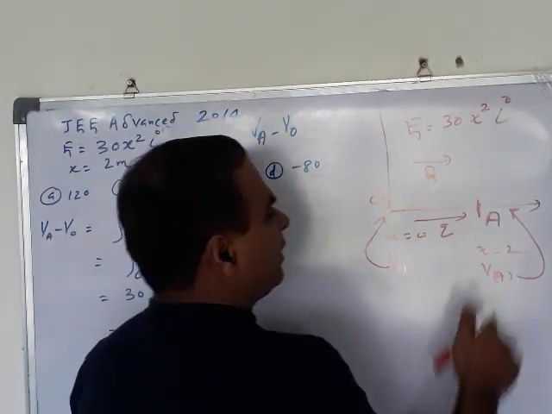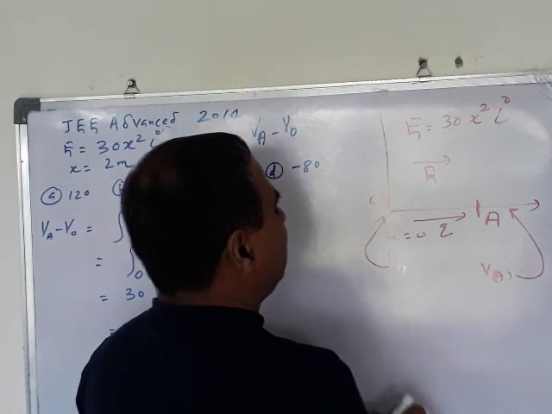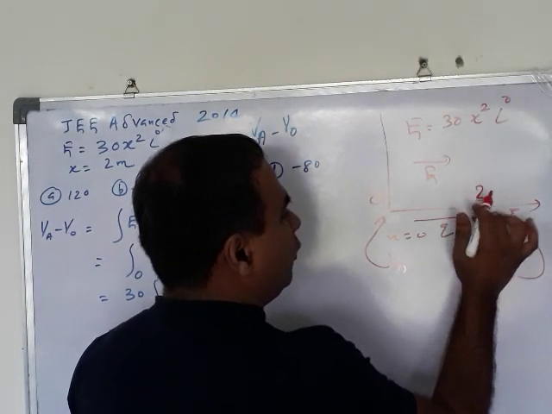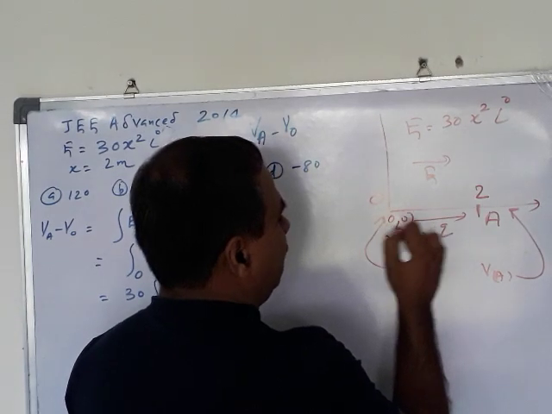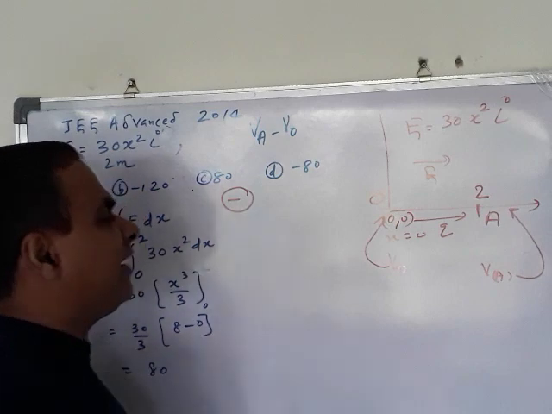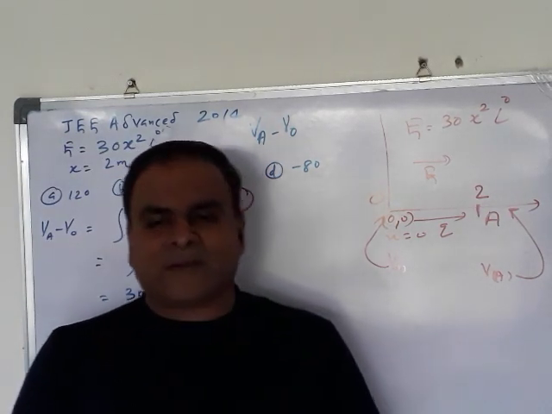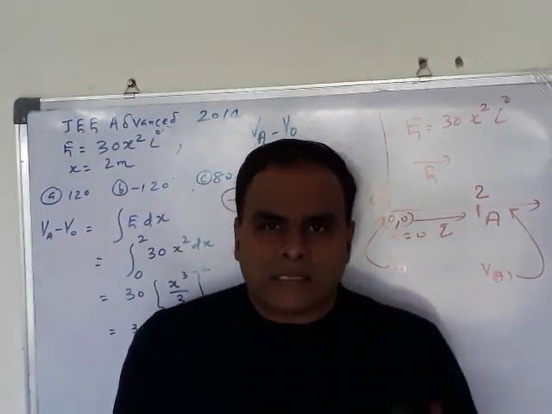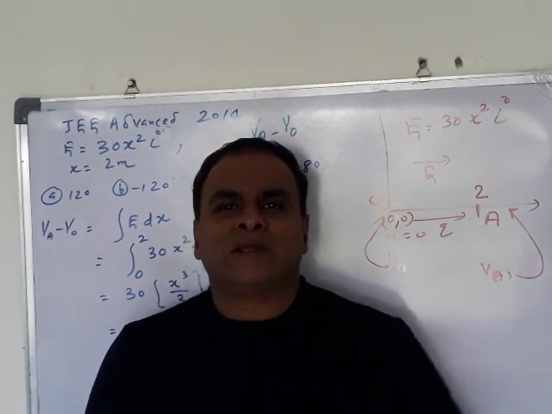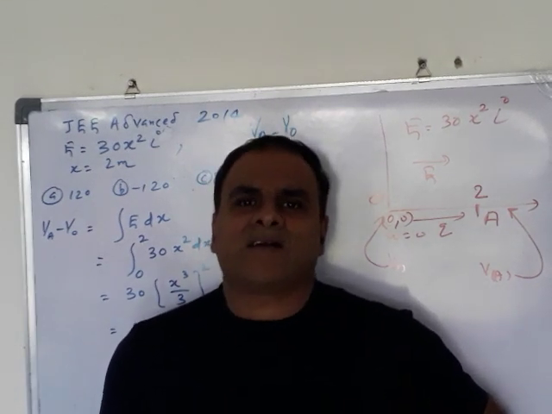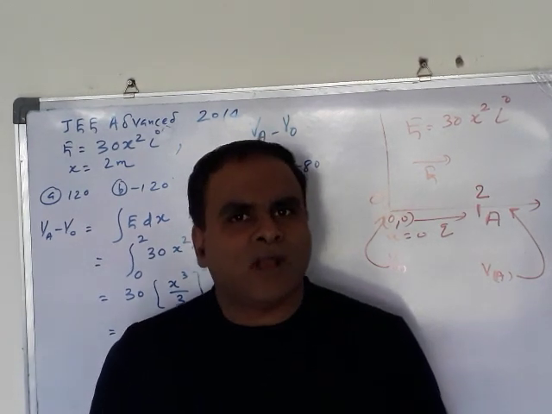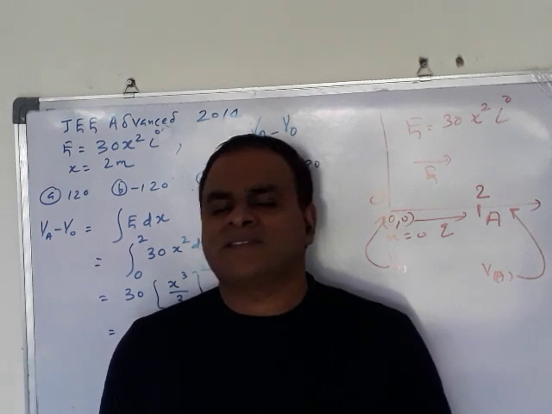So this point is 0, the origin, and this point is 2 units. What is the potential difference VA minus V0? So this is the question. Some of the concepts we are using to solve this question, I will tell you at the beginning itself, and after that we will discuss the question.